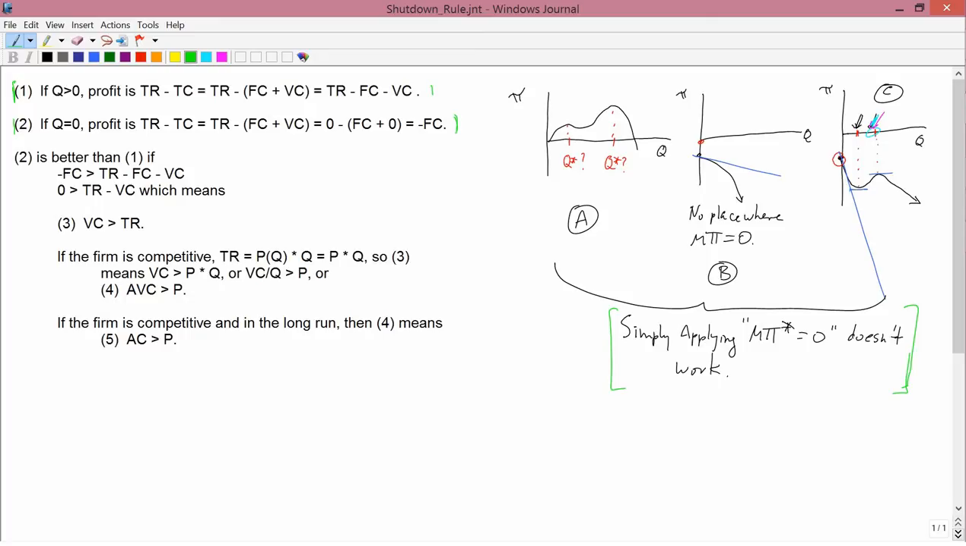Next step. Two is better than one. Now let me pause, because that is going to be the theme for all the rest of the typewritten comments. Two is better than one. Two is setting Q equals zero. One is setting Q greater than zero. So if two is better than one, then you want to set Q equals zero instead of setting Q greater than zero. What we have after this expression is called the shutdown rule.